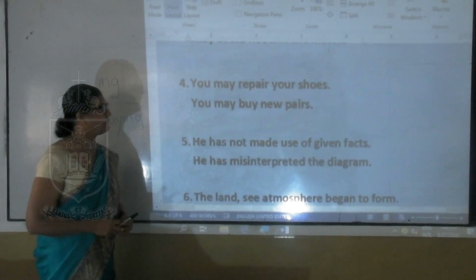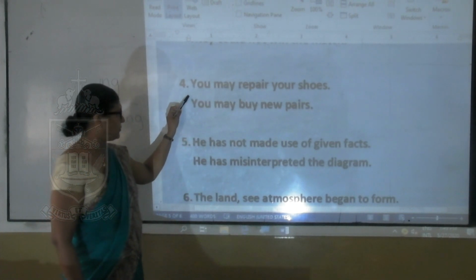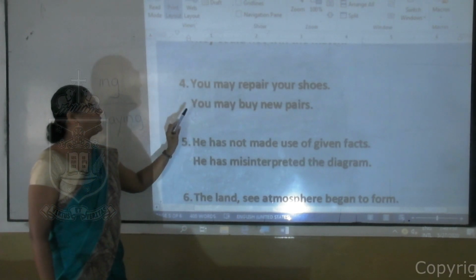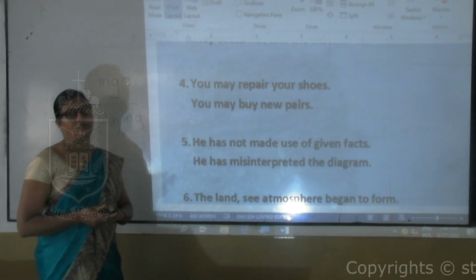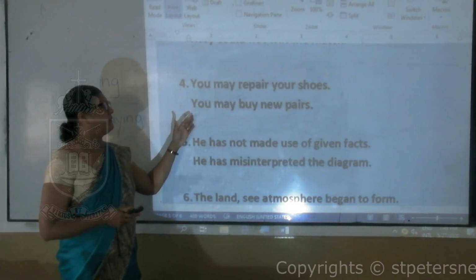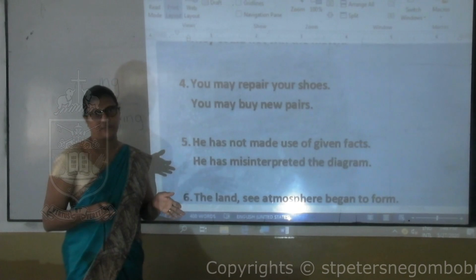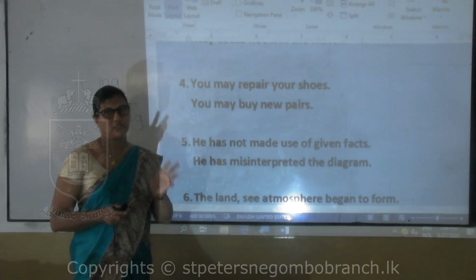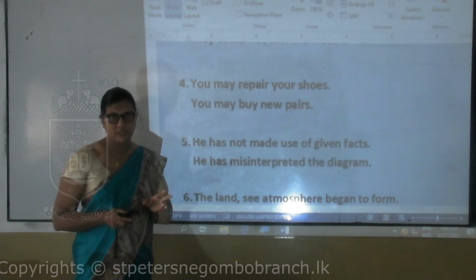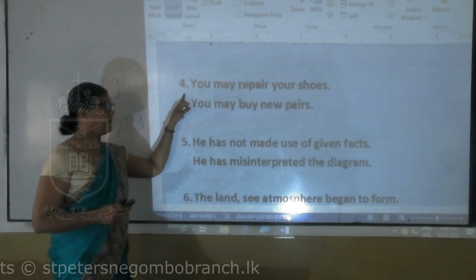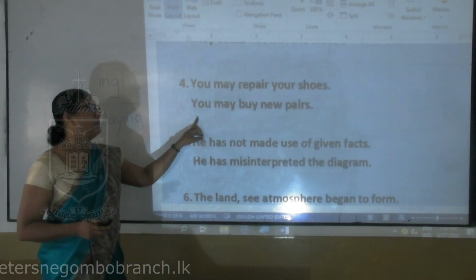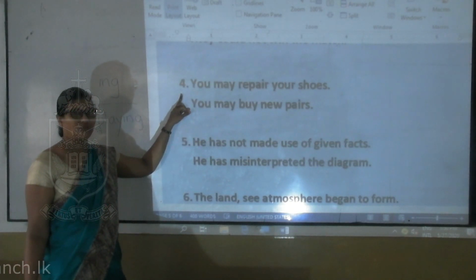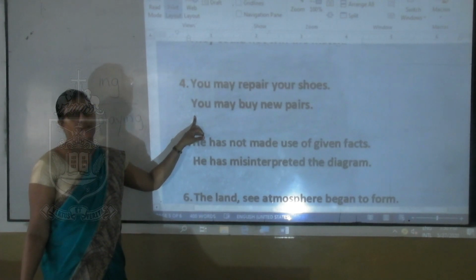Next one. You may repair your shoes. You may buy a new pair. What do you use here? You have an option. You have to select one thing. So for that, we use the conjunction "or". You may repair your shoes or you may buy a new pair.